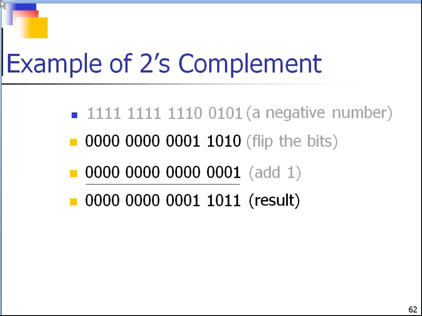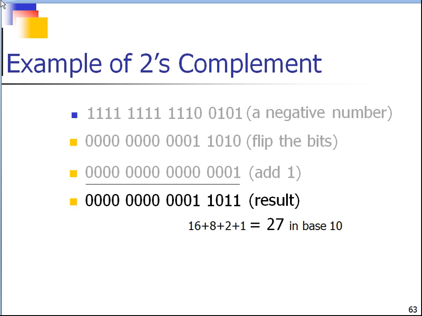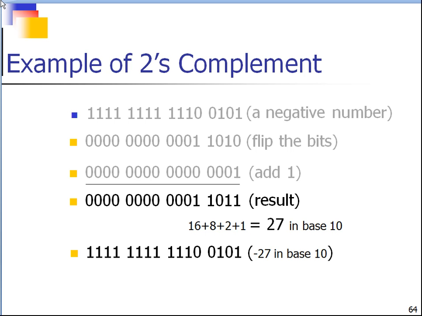And if I count up the bit positions, see if you can do this in your head. 1, 2, nothing in 4, 8, and 16. So 1, 2, 8, and 16, that's a 27 in base 10. It would be a mistake to stop here because the number did not start out as a positive 27. It started out negative, so the final answer is the original number is a negative 27 in base 10.